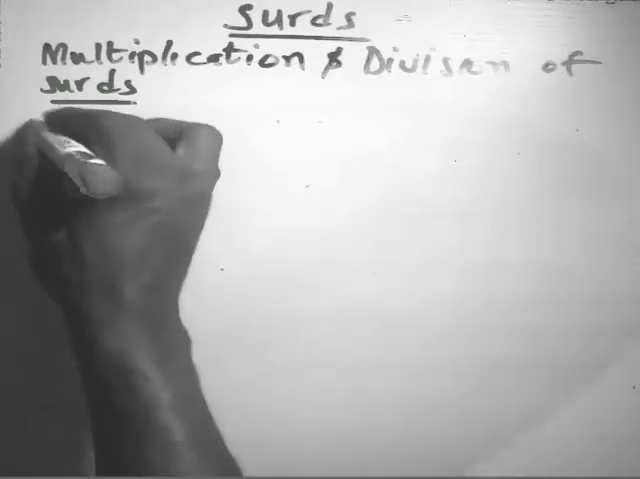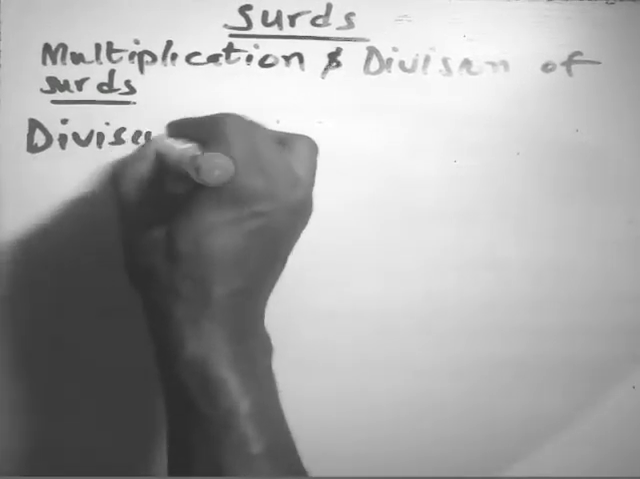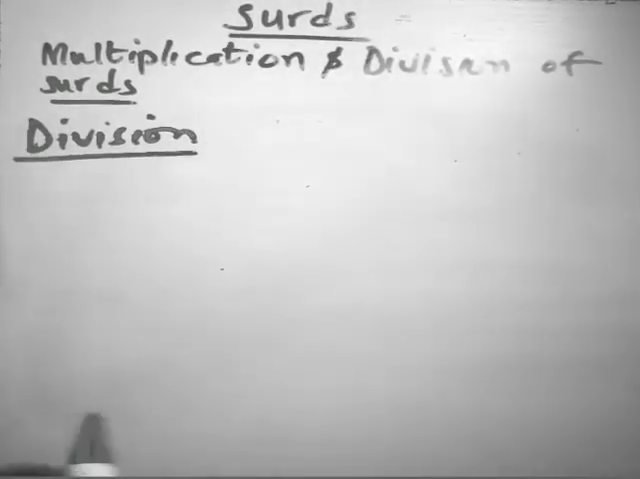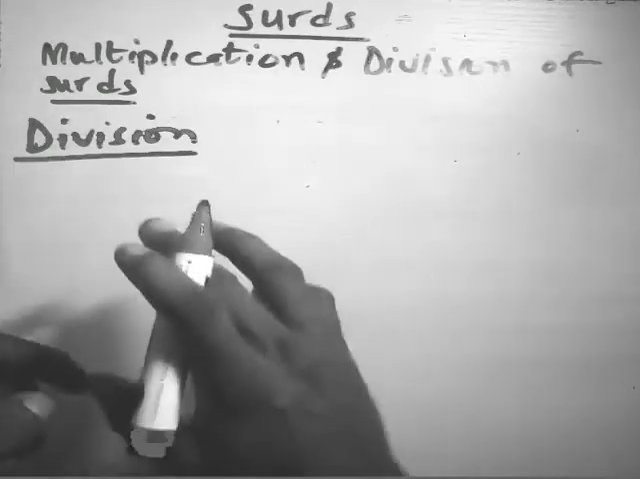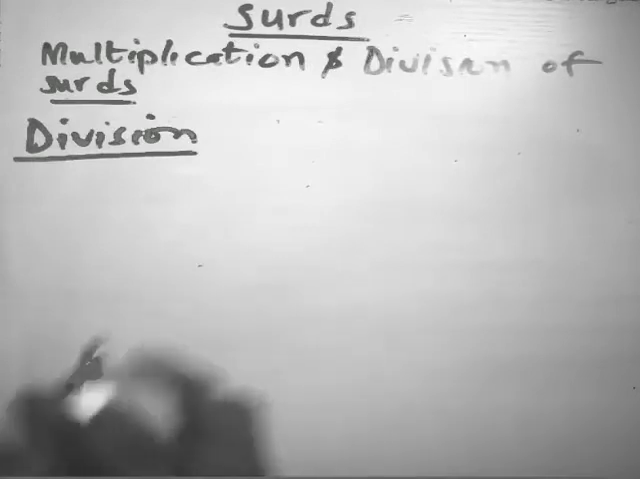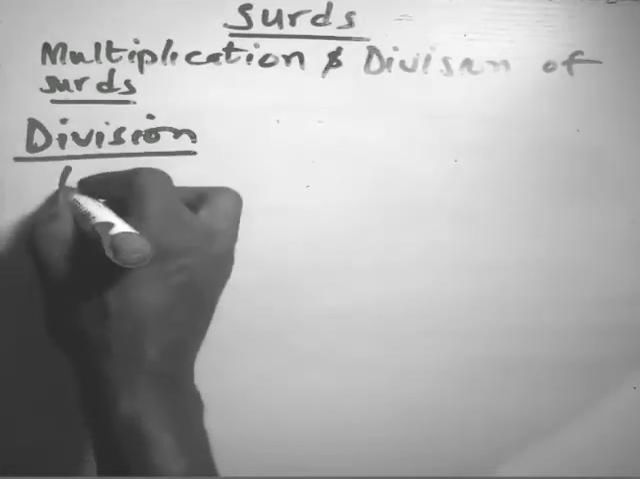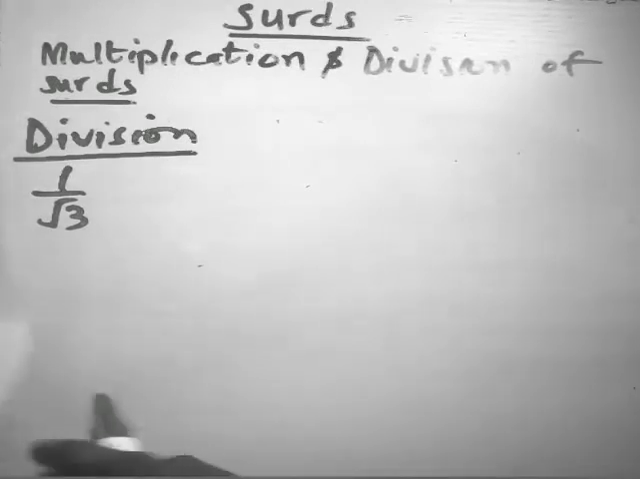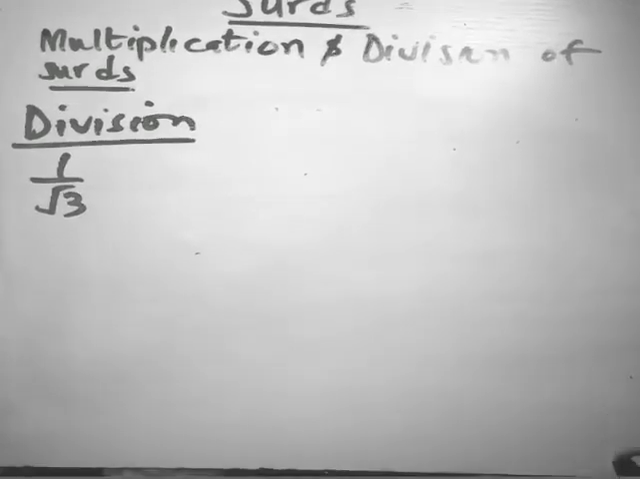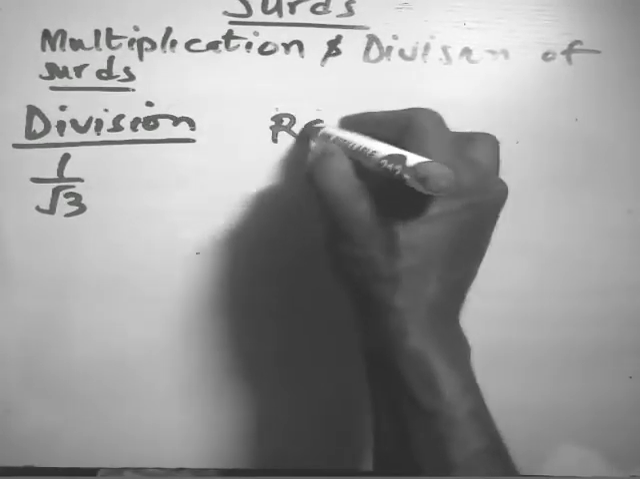We move up a little further to division. For division of surds, we need to have full focus on this particular side. Example 1 over root 3 is a division of surds. How we solve this is simple. What we do is we introduce a new tactic called rationalization.